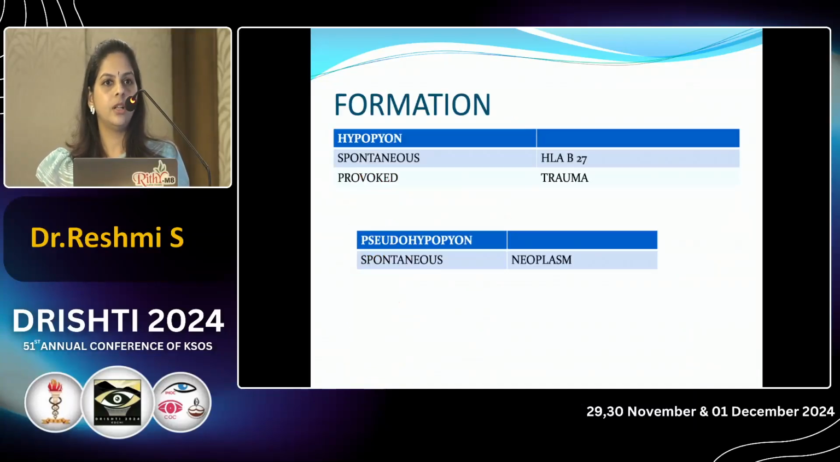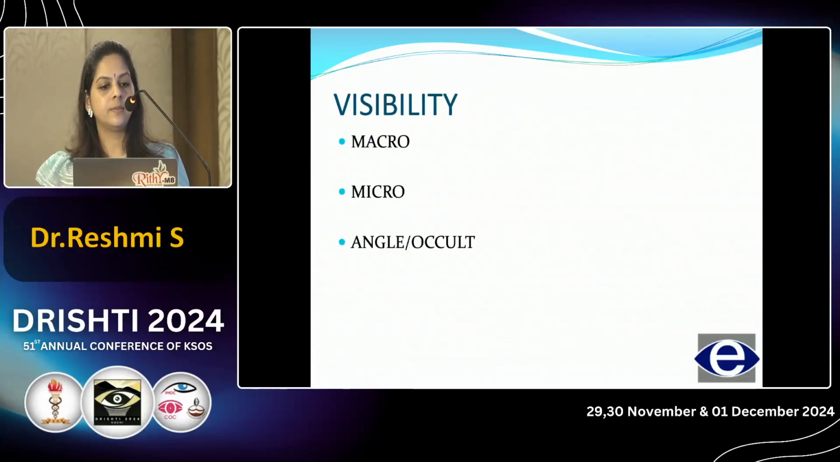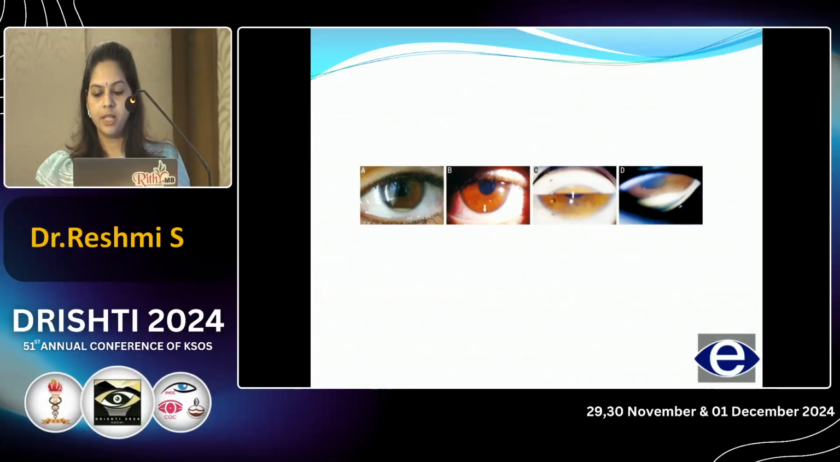Based on the formation, hypopyon can be spontaneous as in HLA-B27 or provoked as in the case of a trauma. Pseudohypopyon is always spontaneous. Based on visibility, it can be classified as macro, micro or angle. The first image shows a macrohypopyon that can be seen with the external eye. The second image shows a microhypopyon that can be seen on slit lamp examination, and the last image shows the hypopyon that can be seen on gonioscopy.